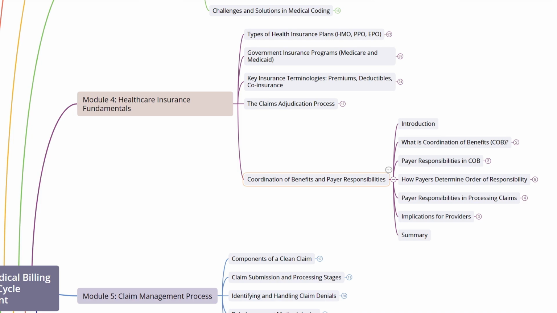and claim processing, students and professionals will be better prepared to handle real time billing scenarios. This knowledge promotes ethical coding practices, regulatory adherence, and ultimately the financial health of healthcare operations.